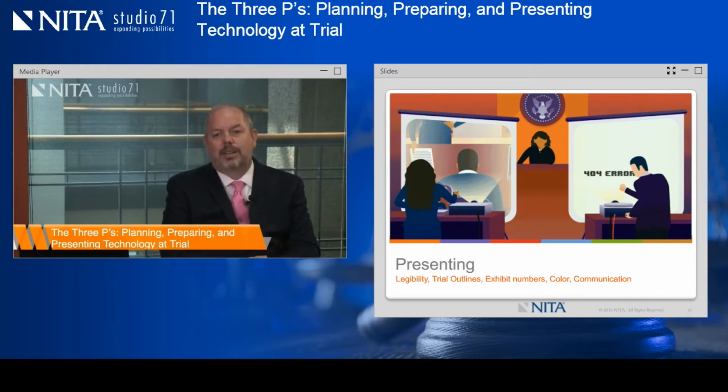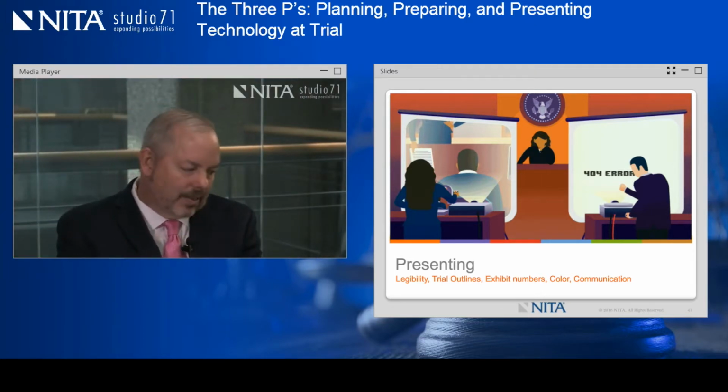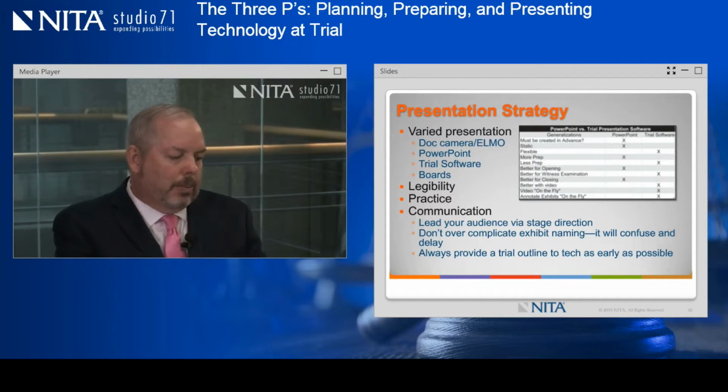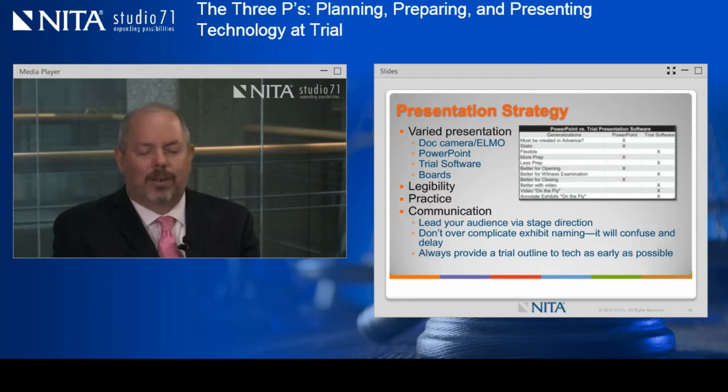You need to test equipment exhaustively at breaks and lunch and when you get there in the morning. And have a backup plan and, of course, practice. Your presentation strategy is important, and I typically recommend a strategy that keeps it moving and interesting by using a variety of tech and no-tech techniques like trial software and boards.